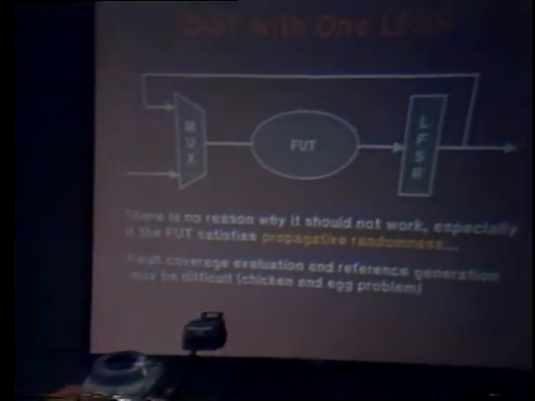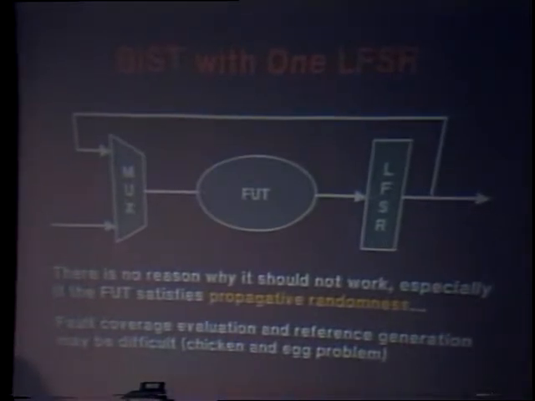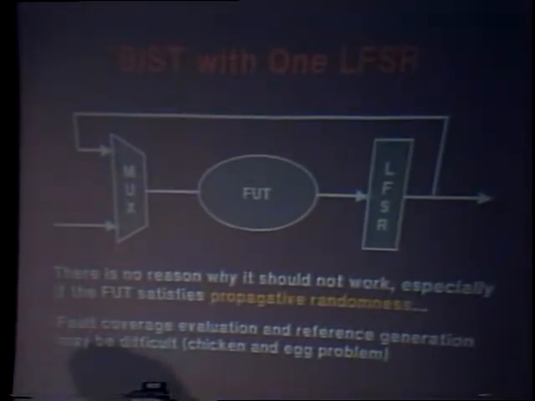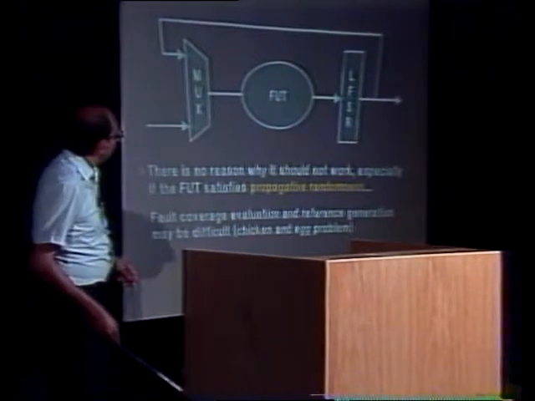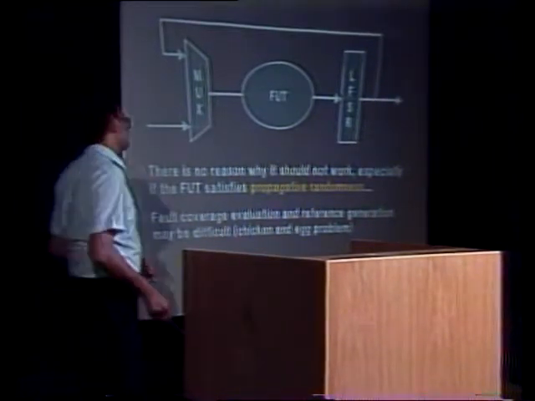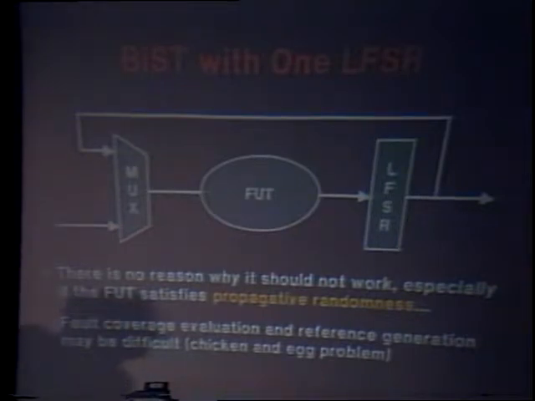So the first thought is, remember in the morning we talked about every time we want to self-test something, we sandwich it between 2 linear feedback shift registers. Now those linear feedback shift registers are really expensive, very hardware intensive, area intensive. Question is, can we do something about it? Can we get by just using 1 of them? And answer is, yeah, there isn't anything in the world which says that you cannot do that, especially if your function under test together with linear feedback shift register satisfies the property of propagative randomness.